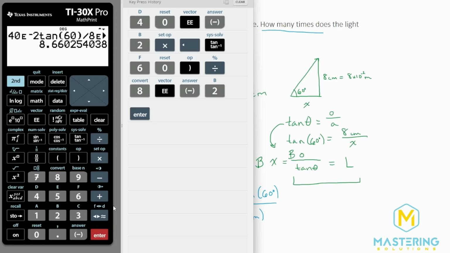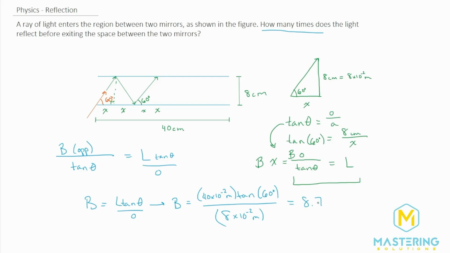So that gives us 8.66, and we could round that to 8.7. 8.7 times it's going to bounce. But we don't count a 0.7 of a bounce, right? So it's only going to bounce 8 times before it exits the tube. If the tube was just a little bit longer, we could get a 9th, but it's not. And so we get 8 total bounces before it exits the tube.